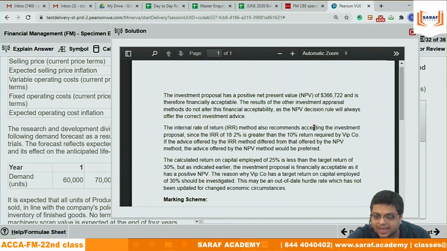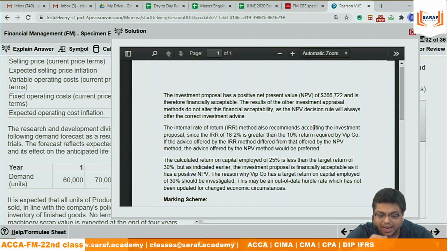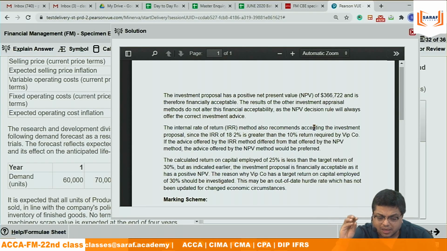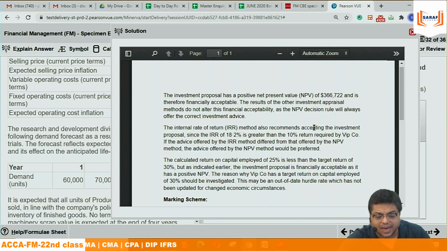The investment proposal has a positive NPV and is therefore financially acceptable. The results of other investment appraisal methods do not alter this financial acceptability, even though IRR is less. NPV positive means the project is doable, as the NPV decision rule always offers the correct investment decision. The internal rate of return method also recommends accepting the investment proposal since IRR is 18.2% as compared to the cost of capital of 10%. If the advice offered by the IRR method differs from that offered by the NPV method, the advice offered by the NPV method would be preferable.